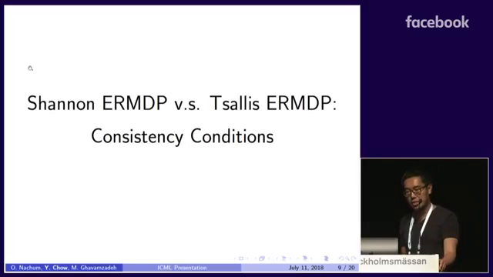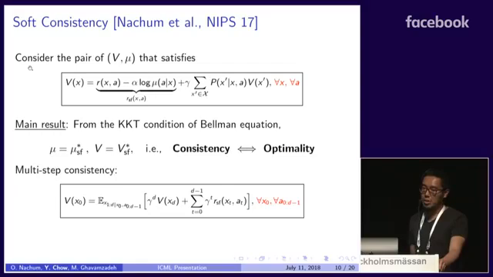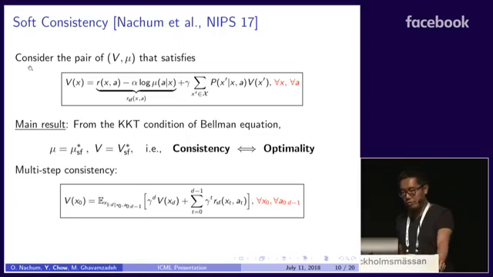But first, to introduce the consistency conditions, we want to revisit the soft consistency that Ofir did in his previous NIPS paper, and we want to stress the importance of consistency equations later when we talk about path consistency learning. So consider a pair of value function and policy that satisfies these Bellman-like equations, or the consistency conditions, for any state and action. Because these consistency conditions were derived based on the KKT conditions of the Bellman optimality, Ofir actually showed in this paper that if we solve for a pair of solutions from the consistency conditions, it is indeed equivalent to saying that these solutions are optimal corresponding to the Shannon entropy MDP.